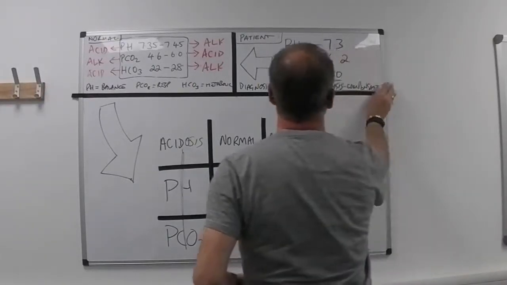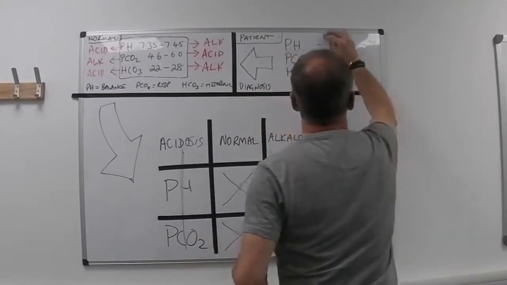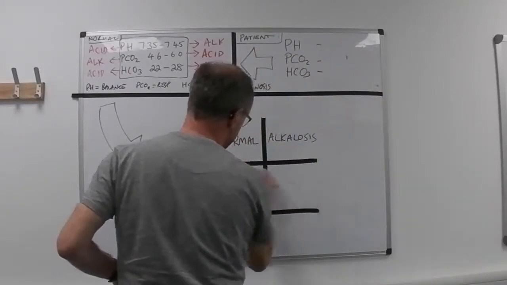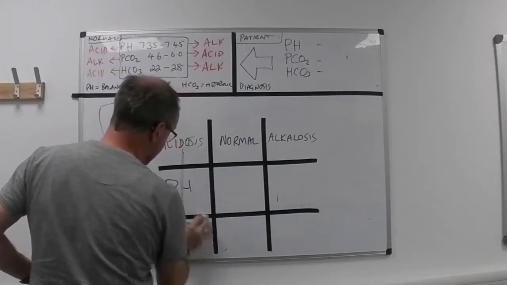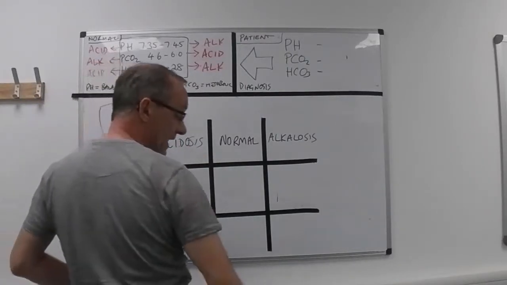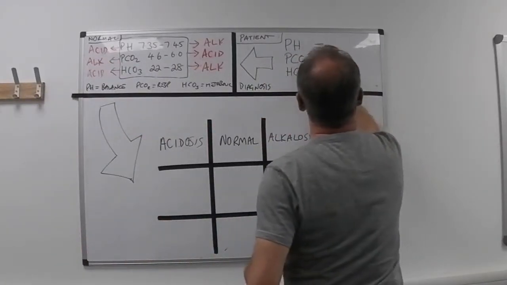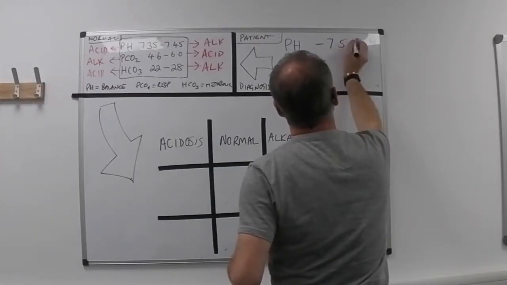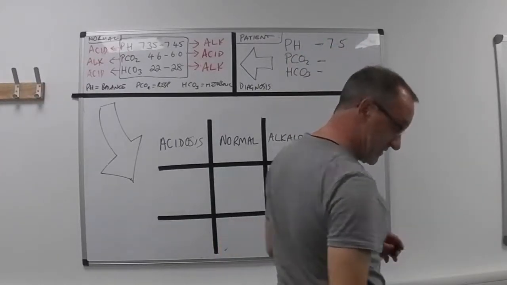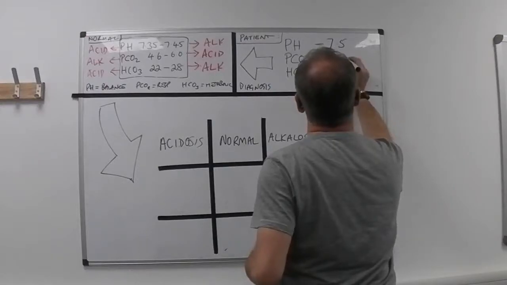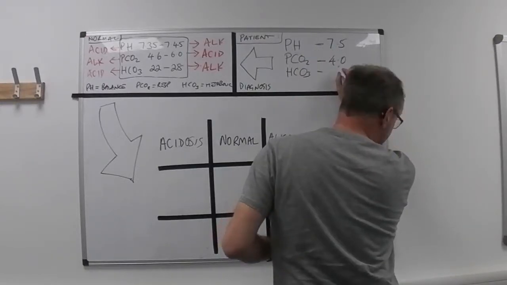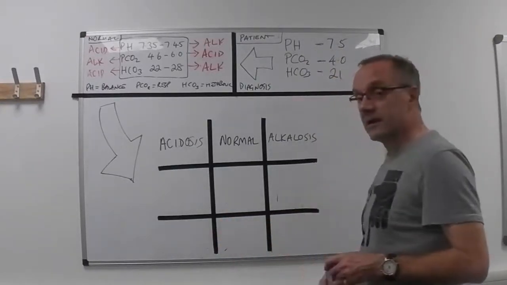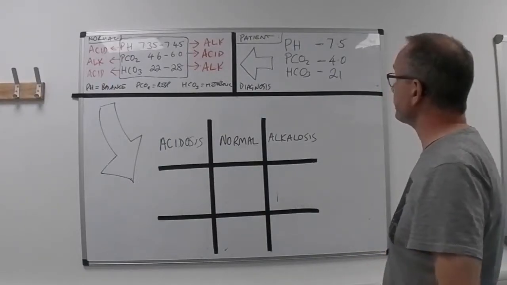Great, so we'll do another one. I hope you are getting the hang of this, and you can see that it is at the moment as simple as putting numbers into a grid. So our next patient comes in with a pH of 7.5. He's got a PCO2 of 4.0, and he's got a bicarbonate of 21.